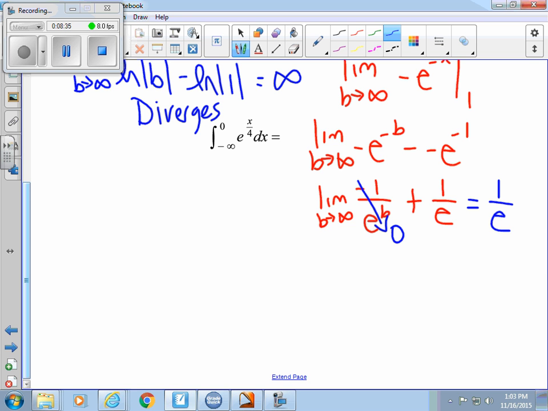It's called a convergent answer. It converges to the value 1 over e. So this infinite integral has a finite answer. Strange. True. Any questions about that one? You try the third one on this page. Let's see.